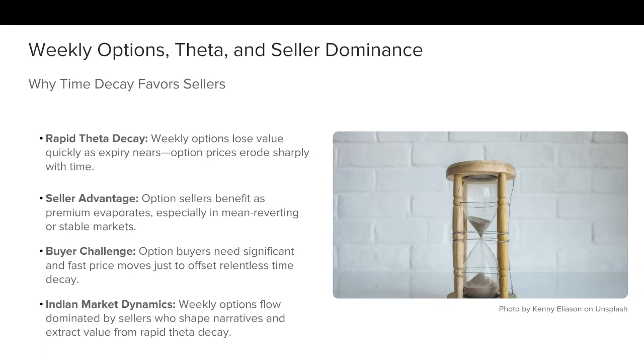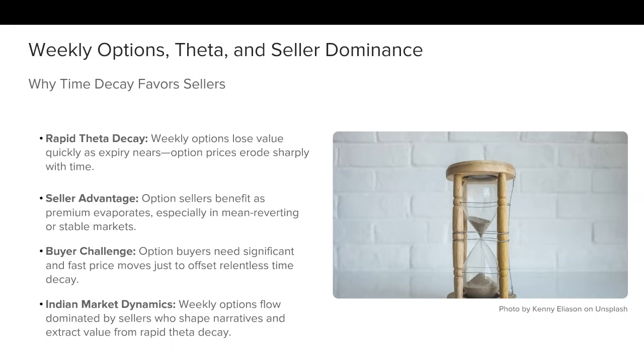In weekly options there is theta and seller dominance because time decay favors sellers. Weekly options lose value quickly as expiry nears. Option prices erode sharply with time. Seller advantage: option sellers benefit as premium evaporates, especially in mean reverting or stable markets. Buyers face a challenge. They need significant and fast price moves just to offset relentless time decay.